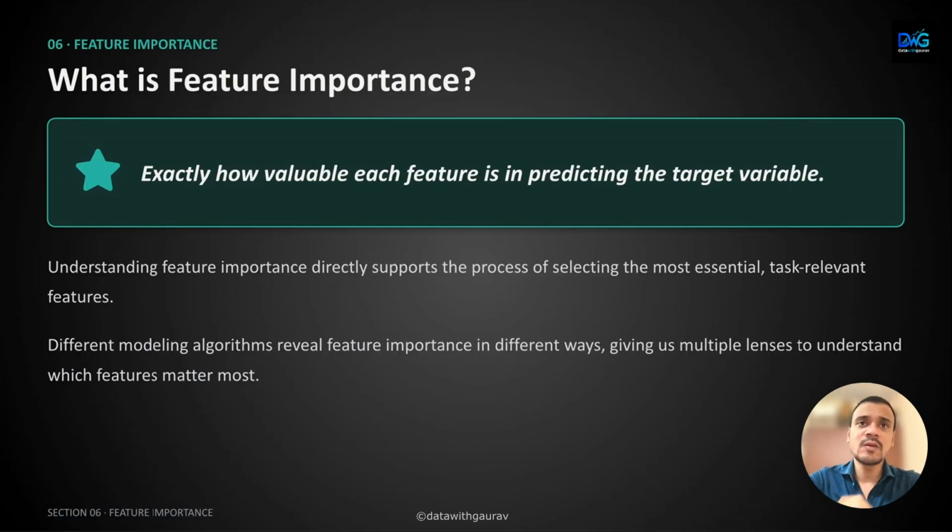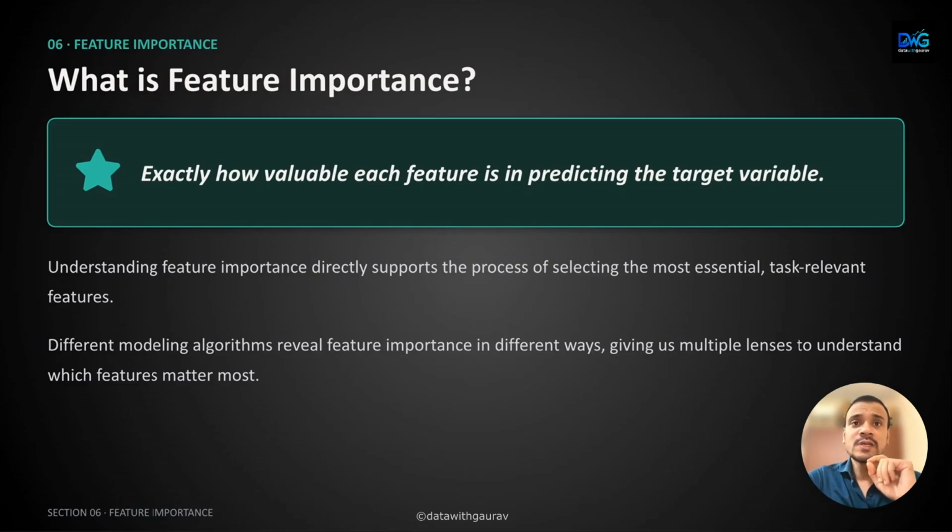Now that we understand why having too many features can actually hurt a model, the next logical question is, how do we identify the features that are truly useful? This is where the concept of feature importance comes in. Simply put, feature importance measures how valuable each feature is in predicting the target variable.